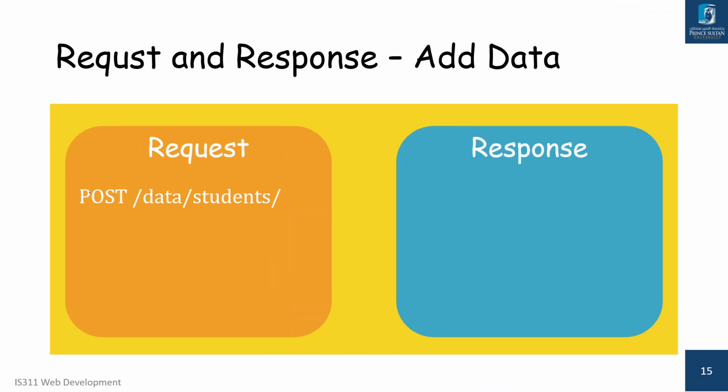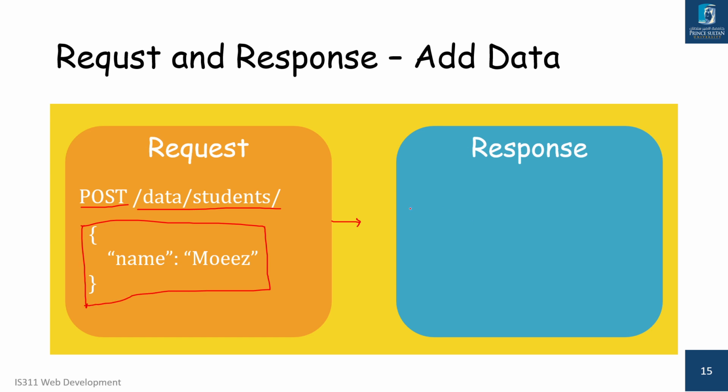And then we also have the add part. In the add part, the first thing in the request is the type of the request. It is a post request, then the URL. And because we want to add a new record, we also need to provide the data that we want to add or create inside the server. So this whole request, including the type of the request, the URL, and the body of the method which contains the data information, will be sent to the server.